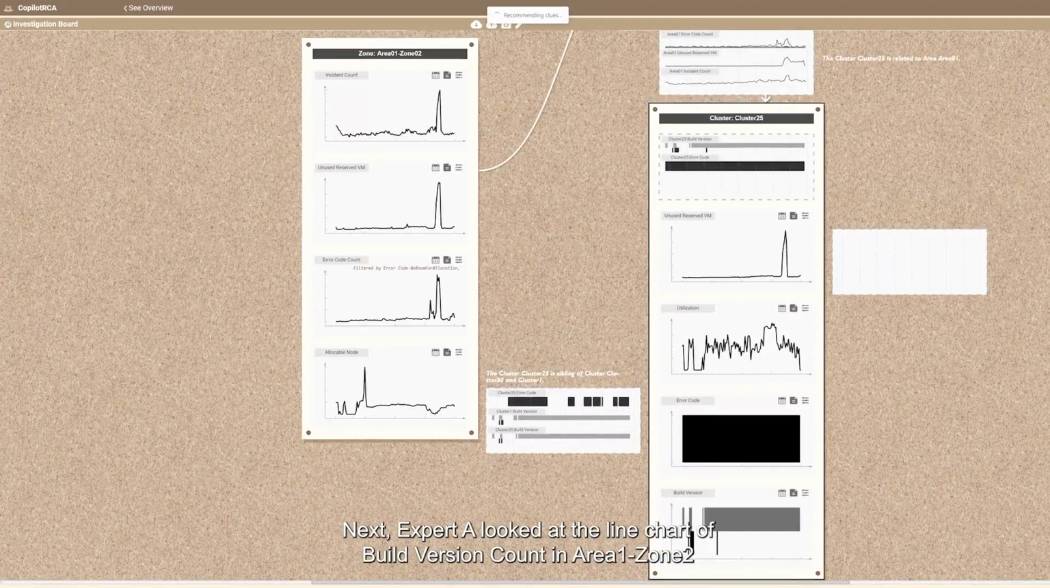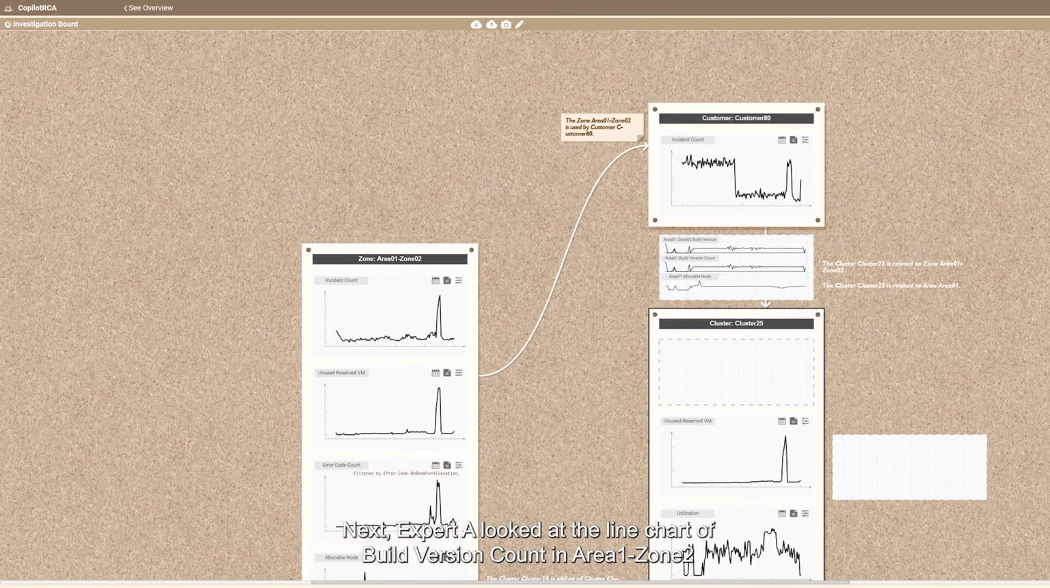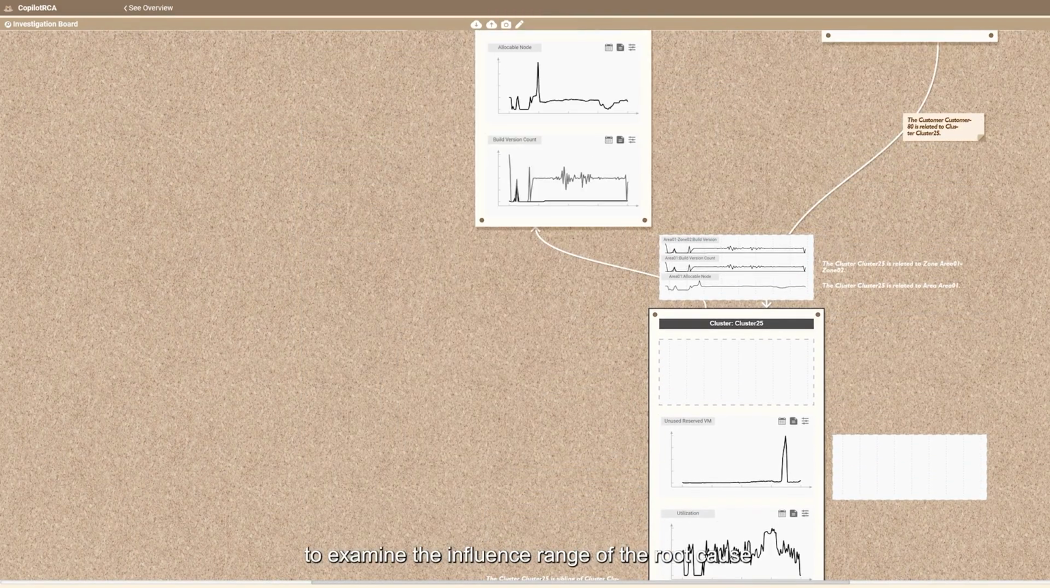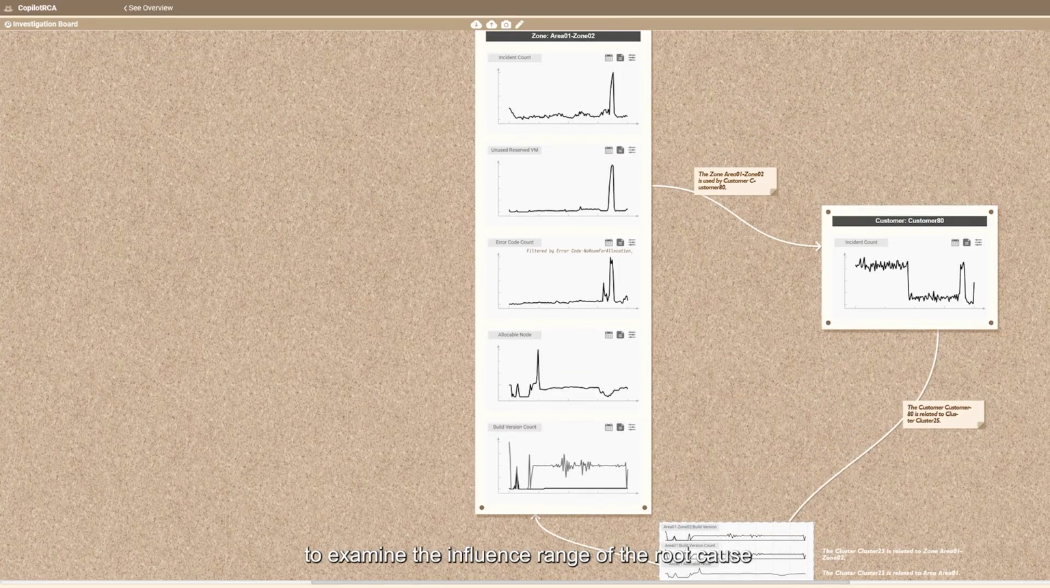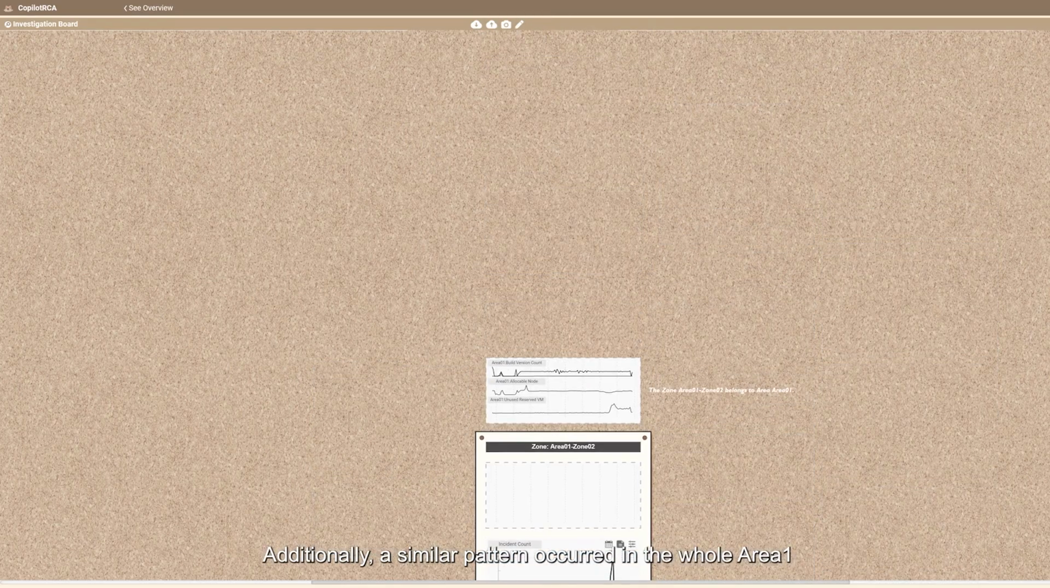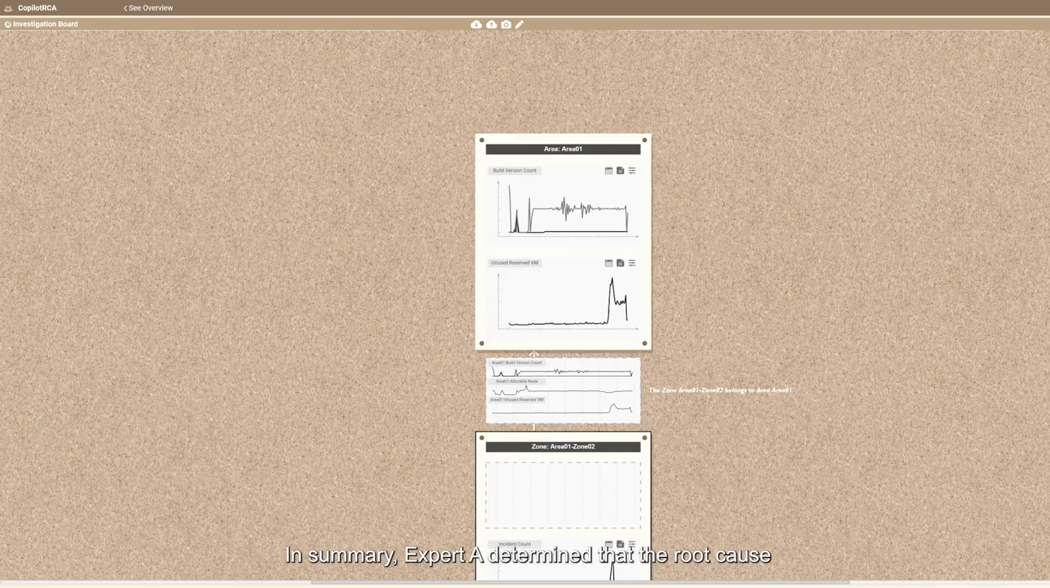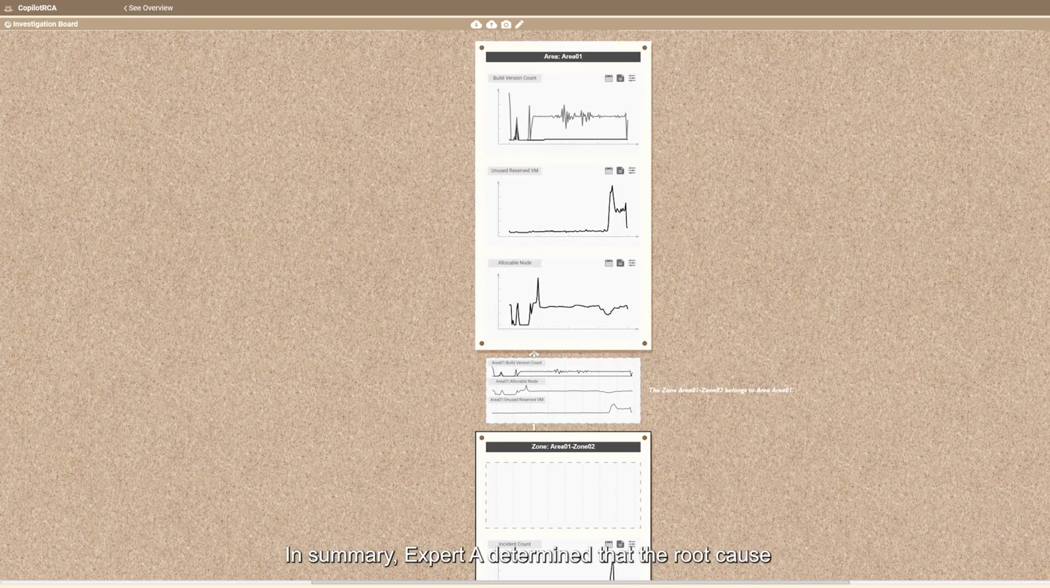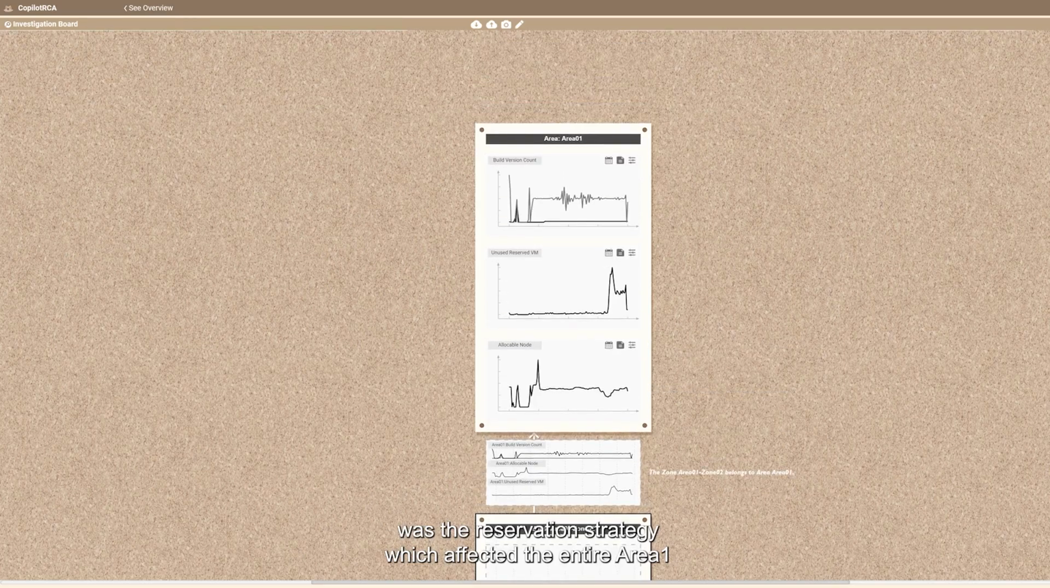Next, Expert A looked at the line chart of build version count in Area 1, Zone 2 to examine the influence range of the root cause. She found that the latest build affected the entire Zone 2. Additionally, a similar pattern occurred in the whole Area 1. In summary, Expert A determined that the root cause was the reservation strategy, which affected the entire Area 1.